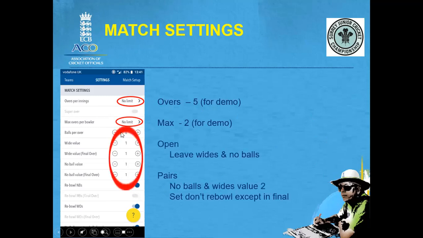And then depending on whether you're running an open game or when you're running pairs, we need to set these values differently. If it's open, leave the wides and no balls sections as they are. If it's pairs, set the no balls and wides to be a value of 2 in all circumstances, and set the re-bowl to no except in the final over. So that's that one that way, that one that way. Similarly for wides, swap them round.